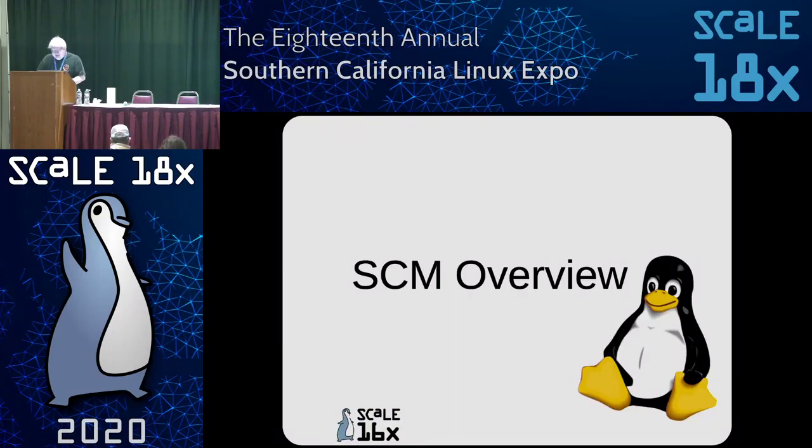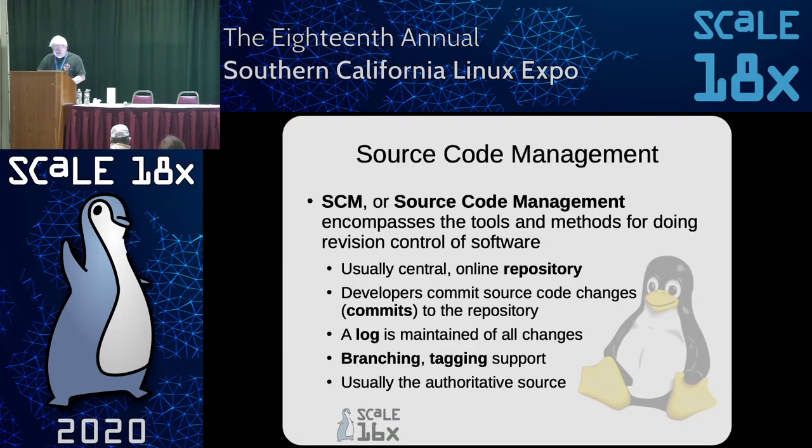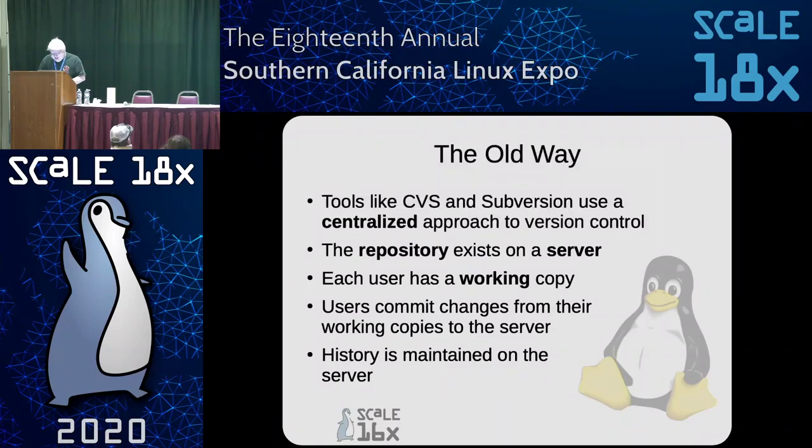All right, so an overview of SCM, aka Source Code Management. It encompasses the tools and methods for doing revision control of software. Generally speaking, you're talking about a centralized repository, which is sort of the authoritative source. Developers commit source code changes to that repository. A log is maintained of all changes, and branching and tagging is supported. And the central server is usually the authoritative source.